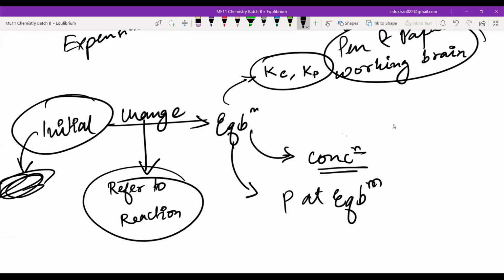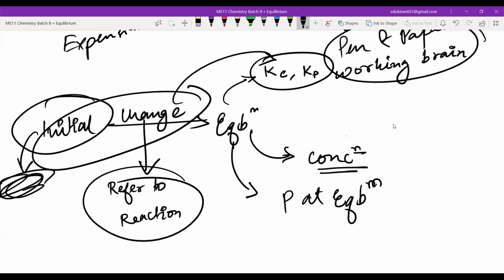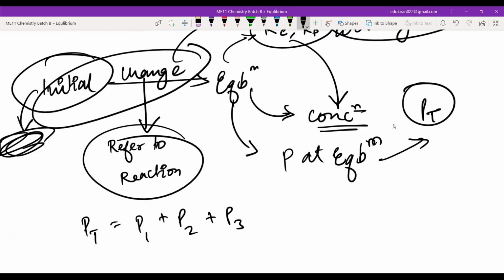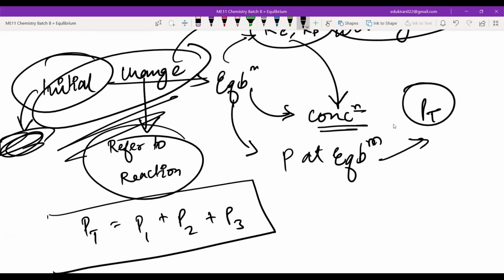Now I know by using initial and change, I can form an equation for Kc and Kp. And from Kc and Kp, I can also calculate the concentration. Now, if I have pressure involved, then you also know that P total is equal to P1 plus P2 plus P3. It can also give you the P total. And from P total and initial and change, what can you calculate? You can calculate the partial pressure of the different gases.